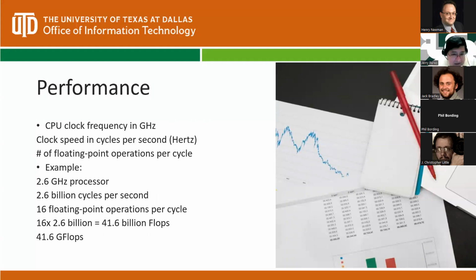So the CPU clock frequency in gigahertz is generally the speed of the system, the clock speed in cycles per second, and this is hertz. And then the number of floating point operations per cycle. For example, a 2.6 gigahertz processor has 2.6 billion cycles per second, and 16 floating point operations per cycle, which if you multiply by 2.6 billion equals 41.6 billion flops, which is 41.6 gigaflops, as you can see. And the speed is getting better as we make bigger supercomputers.